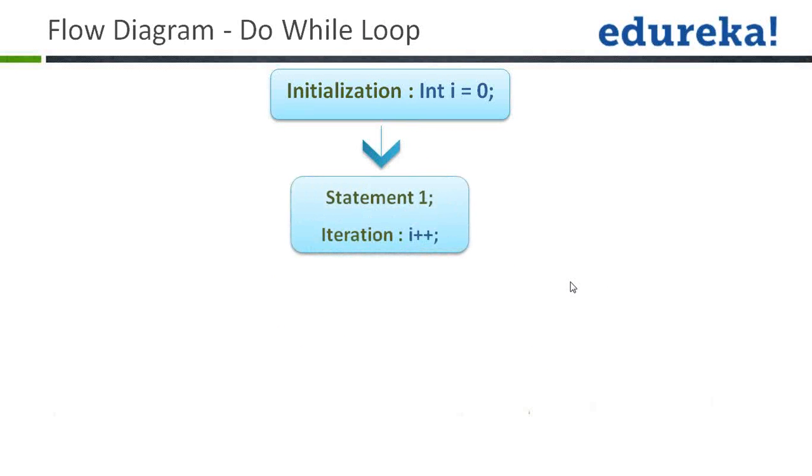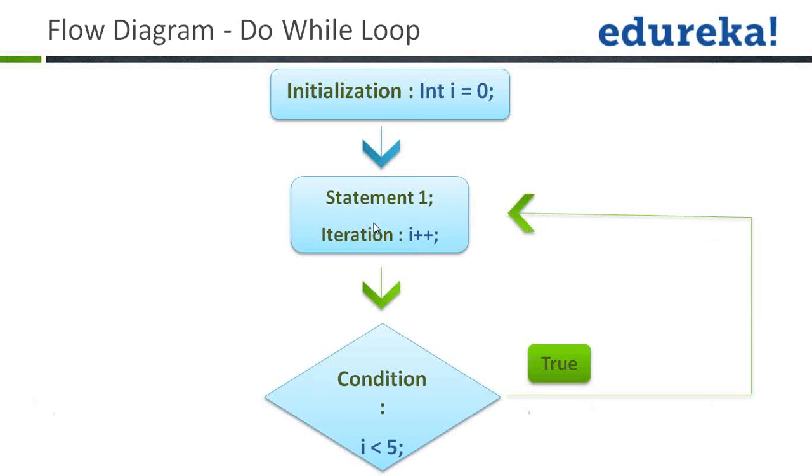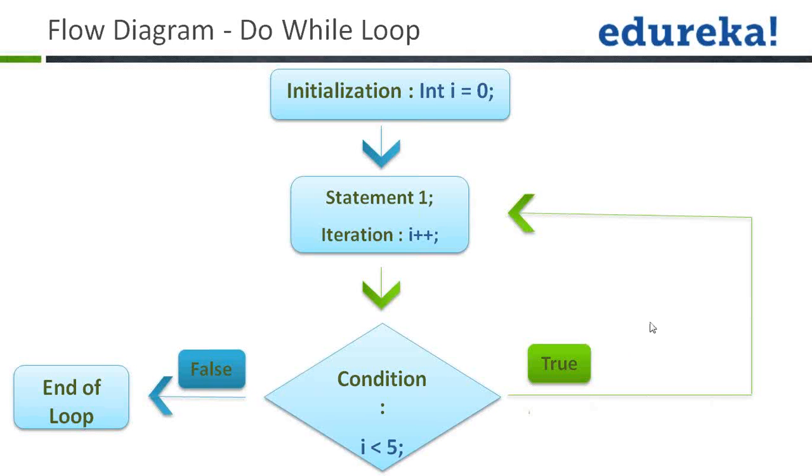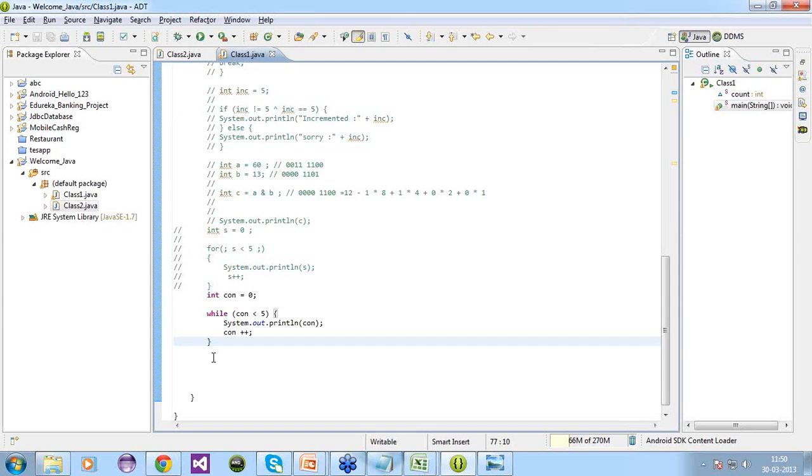Okay, the flow diagram now. Initializing the variable, executing the statements and incrementing the counter. After that, checking the condition. If the condition is true, it again comes back and executes the statements. This cycle will keep on revolving till the condition turns out to be false and it is the end of the loop. So the flow diagrams are quite similar, but there are differences as well. Okay. So let's see how to implement a do while.